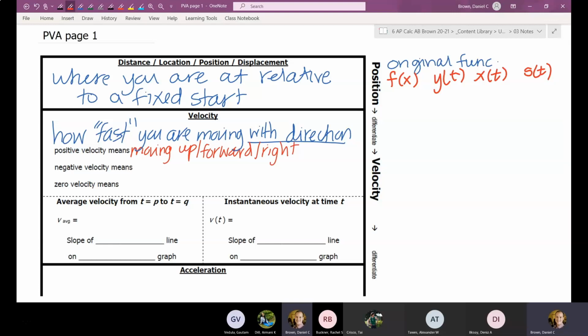A negative velocity is going to mean that you are moving down, backwards, or to the left. So we have a positive velocity, and then we also have a negative velocity. And then we also have a zero velocity, which, what do you think a zero velocity is going to mean?